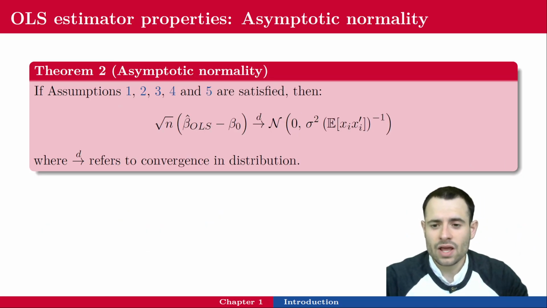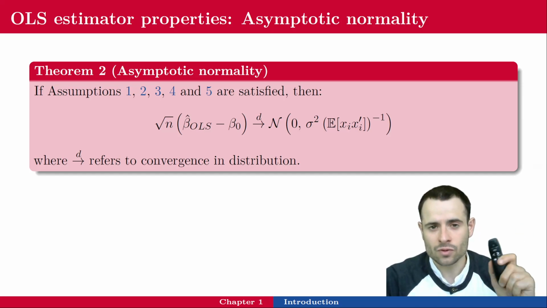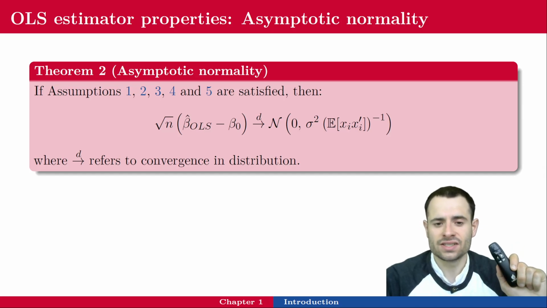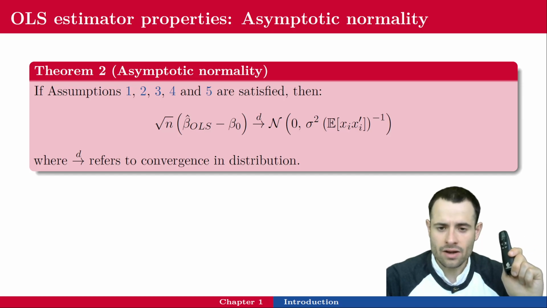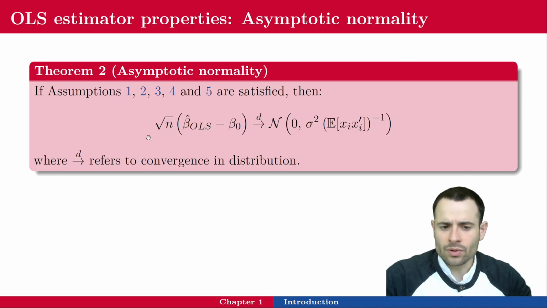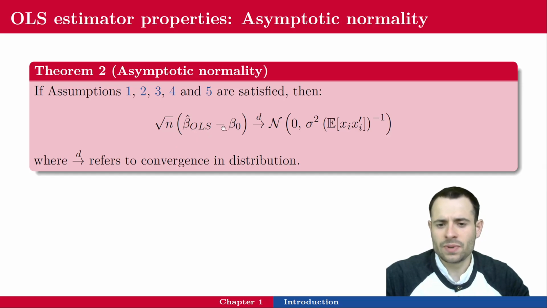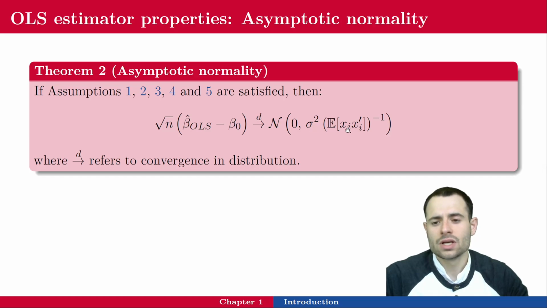The second result is even nicer. If assumptions 1, 2, 3, 4, and also 5, the one I called homoscedasticity, are satisfied, then square root of the sample size times beta hat minus beta 0 converges in distribution. So instead of a P now I have a D, to a normal distribution, which on average is equal to 0, and its variance is equal to sigma squared times the inverse of this matrix.